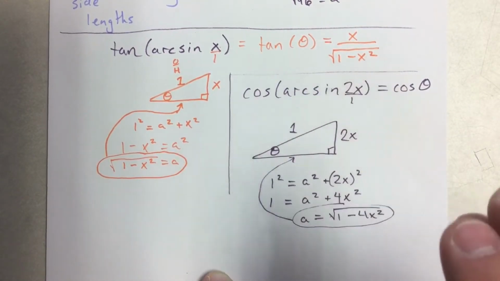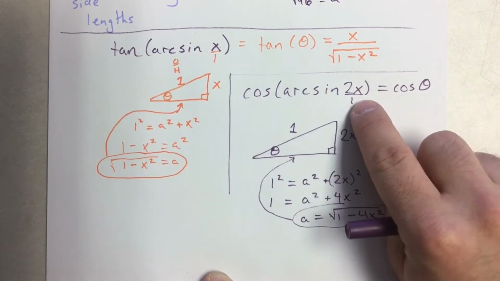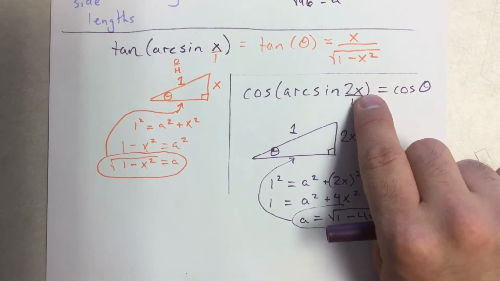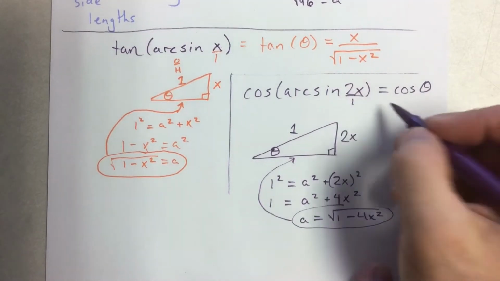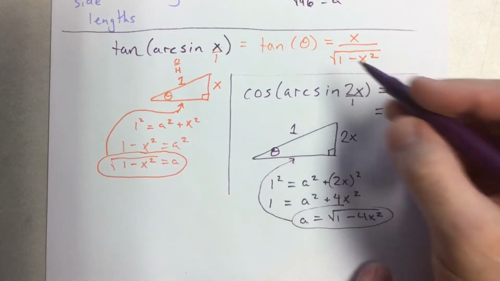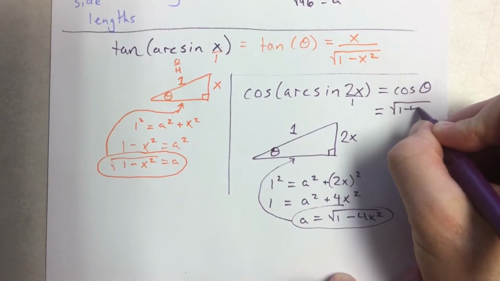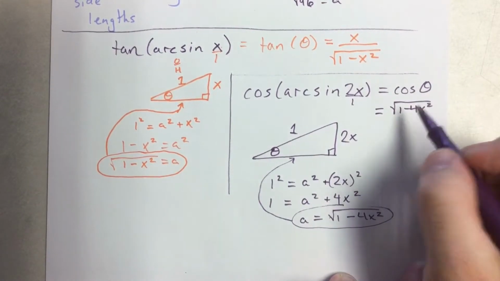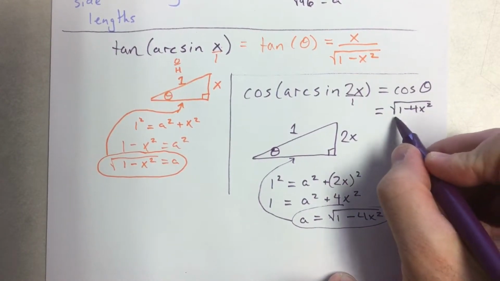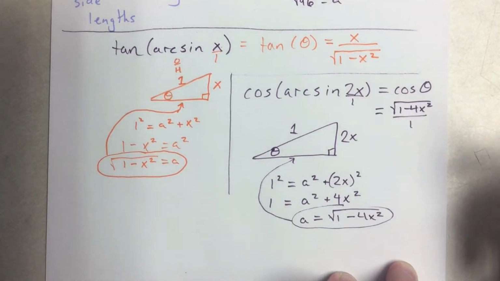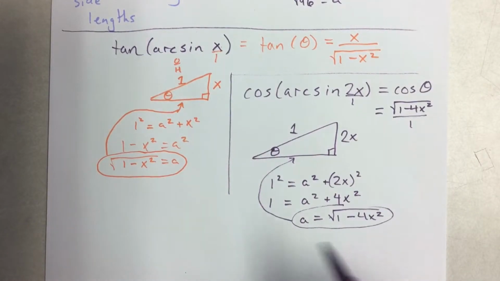So when we have cosine of arc sine of 2x, with x in our domain, cosine of this expression will always be adjacent over hypotenuse. Always. Something to remember with arc sine, arc cosine, the domain here for those two is from -1 to +1.